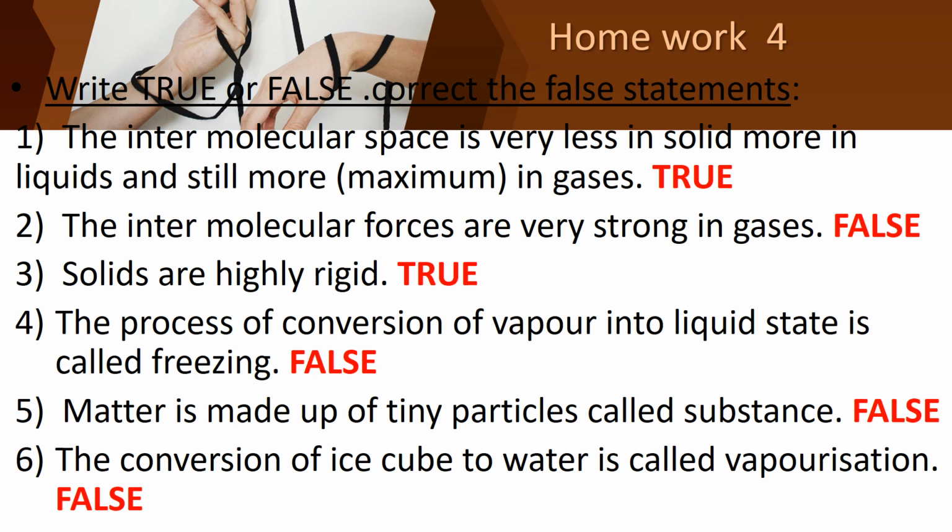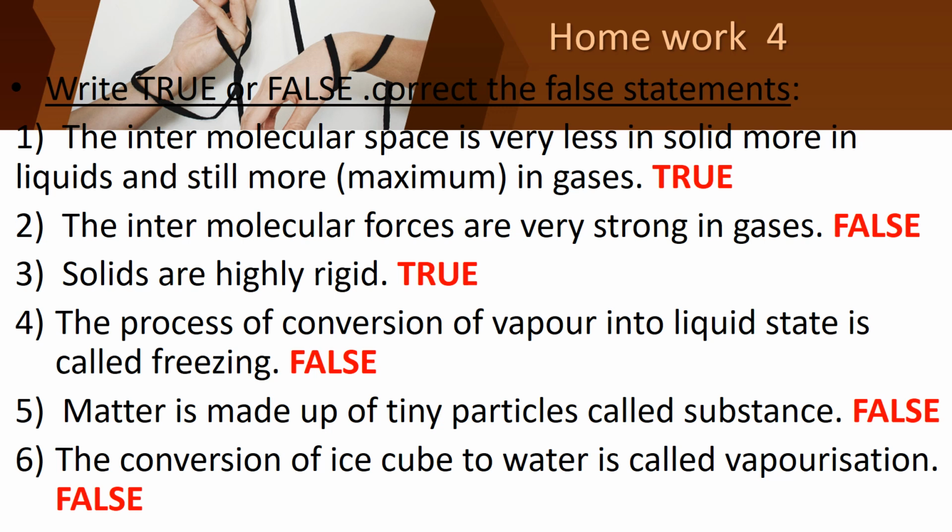Okay, and then the fifth one: matter is made up of tiny particles called substance. It is false, is it? Matter is made up of a kind of particles is called substance. Or else you can write matter is made up of tiny particles called molecules. If you had corrected the sentence as a kind of particles, that is also okay, or else you can correct it as matter is made up of tiny particles called molecules. So the fifth question is false.